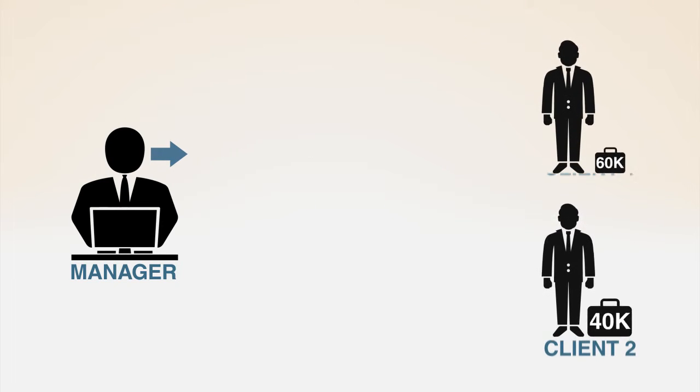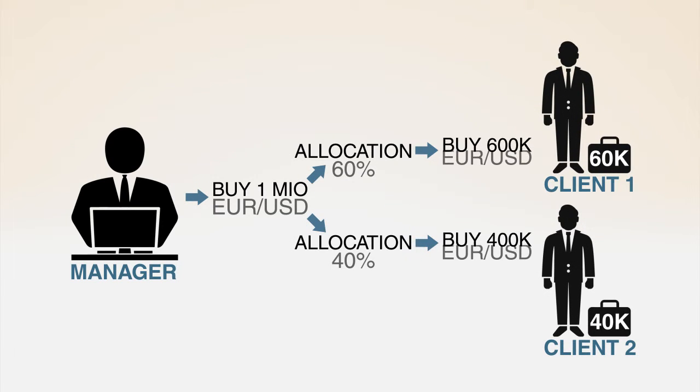Let's look at another example. The equity for the first client is 60,000 euros. The equity of the second client is 40,000 euros. Accordingly, the ratio for client 1 is 60%. For client 2, it is 40%.